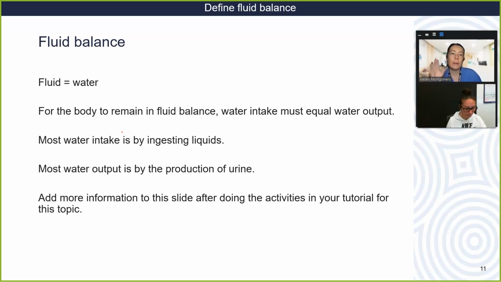So Nat, if we had a negative fluid balance, we would have more fluid coming out than what's going in. And if we've got a positive fluid balance, then we would have less fluid coming out as urine, sweat, other loss than what's going in, hey? Absolutely. Yeah, absolutely.